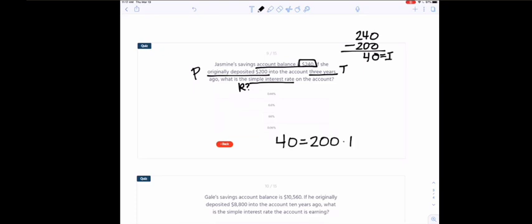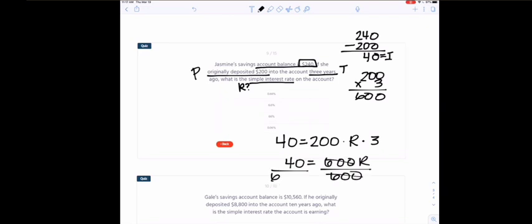Interest is equal to principal times rate times time. So 200 times 3 is 600, so 40 is equal to 600R. I'm going to divide by 600. Now I'm going to do 4 divided by 60. So 60 goes into 4 0 times.